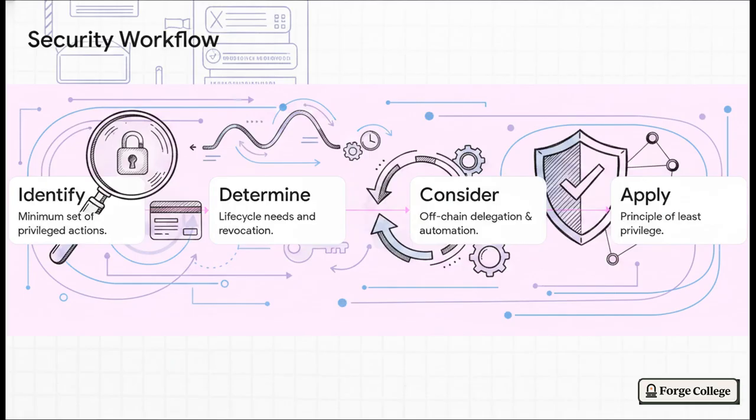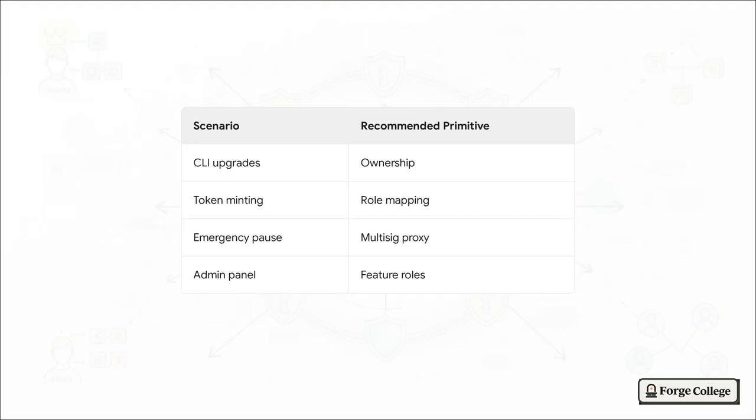Step 2. Determine your lifecycle and revocation needs. Step 3. Consider off-chain delegation and automation. And Step 4. Apply least privilege. This systematic approach takes you from staring blankly at your screen to locking down a rock-solid protocol design. Matching the lock to the door becomes incredibly logical when you actually map it out like this.